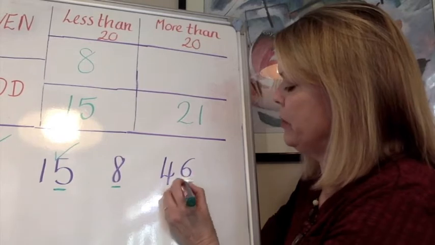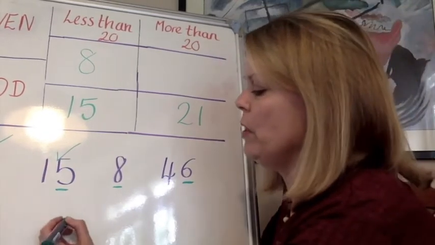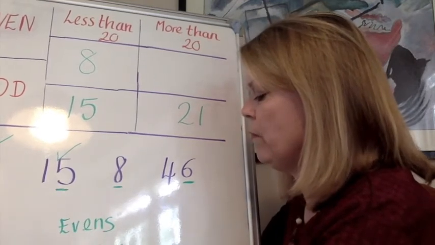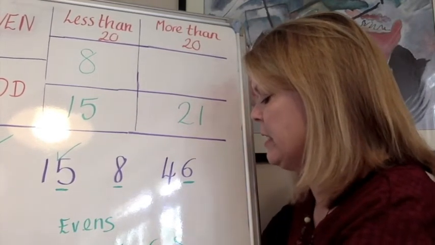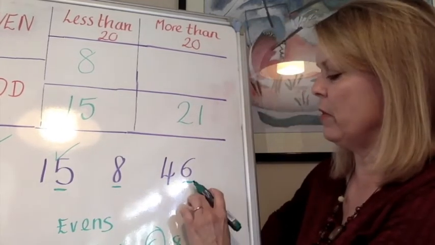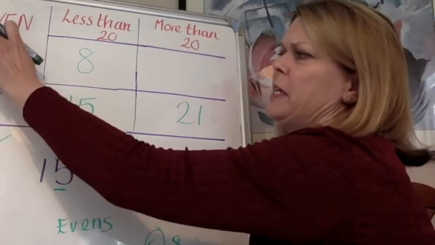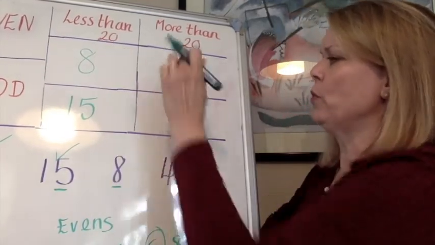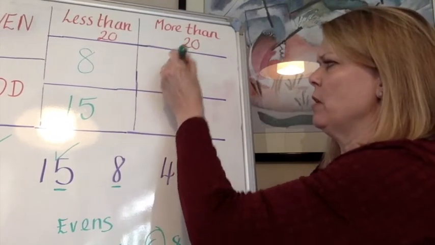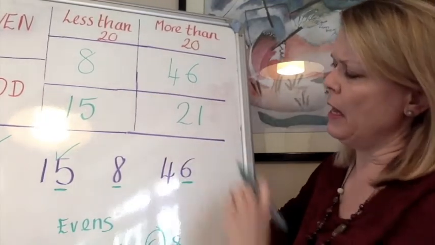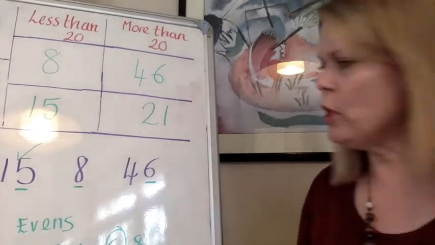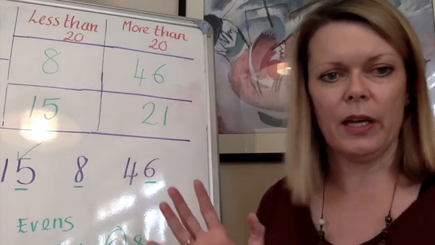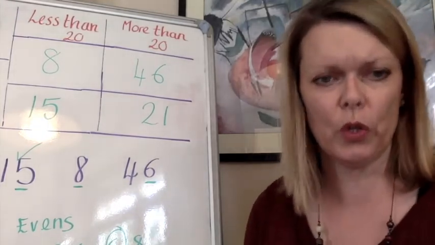Last number, 46. So we're going to now look at the 6. We know that when we looked at our evens, we've got 2, 4, 6 and 8. That 6 is an even number. So now we know it's evens. Is 46 less than 20 or more than 20? So we now think that 46 is more than 20, and basically that's how you do a Carroll diagram. It's just looking at different things and working out where different things go.